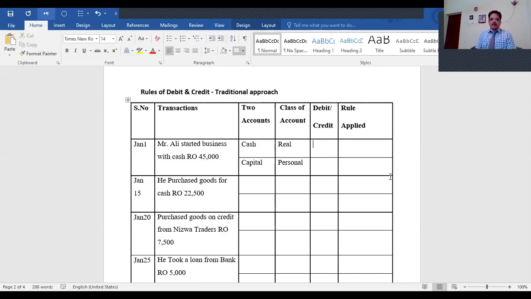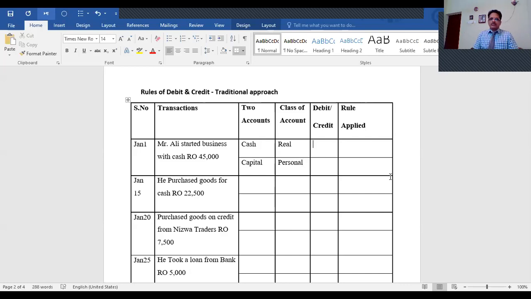Now we'll think of real account. What is the real account rule? Debit what comes in, credit what goes out. These two rules you have to keep in your mind. No need to write them anywhere. Keep them in your mind. That is very, very important.